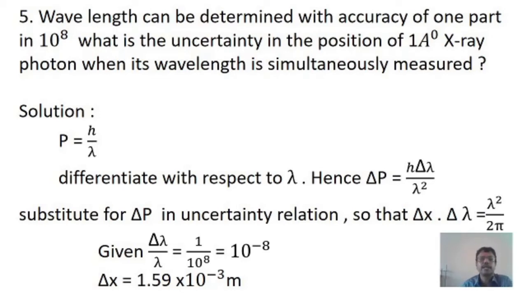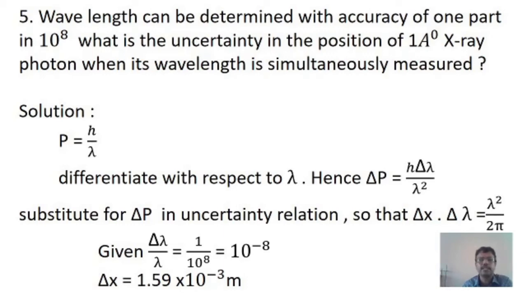We know the relation lambda is equal to h by momentum, according to de Broglie's matter waves. Differentiate with respect to lambda. Differentiate this. Delta P is equal to minus h by lambda square into delta lambda. Then delta x dot delta P, where delta P is expressed in terms of delta lambda.